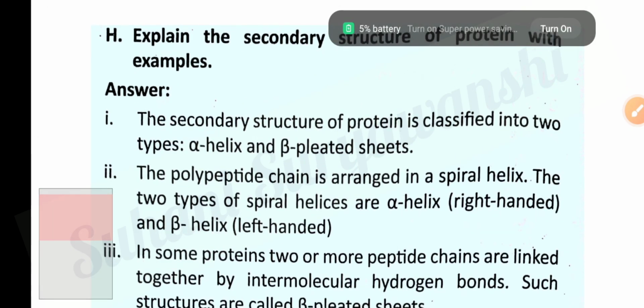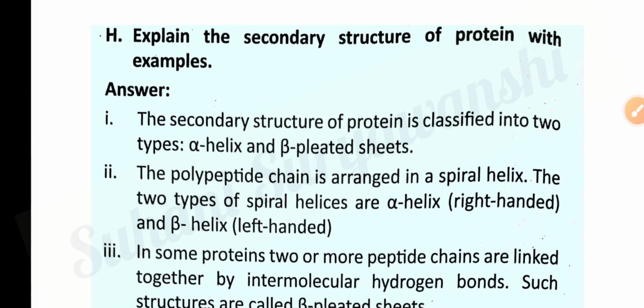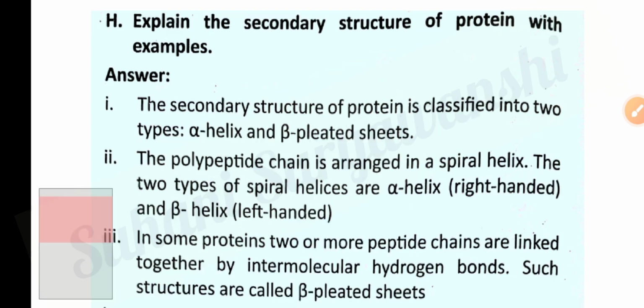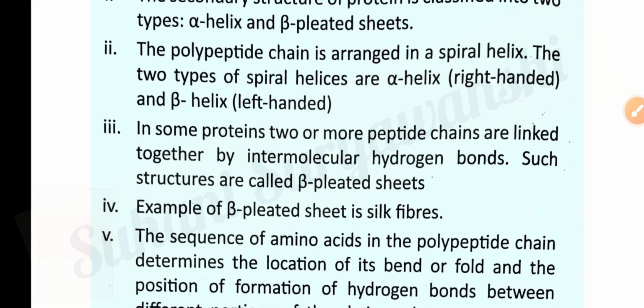After that, next, explain the secondary structure of protein with examples. First, the secondary structure of protein is classified in two types, alpha helix and beta pleated sheets. Second, the polypeptide chain is arranged in a spiral helix, and the two types of spiral helix are alpha helix, that is right-handed, and beta helix, that is left-handed.